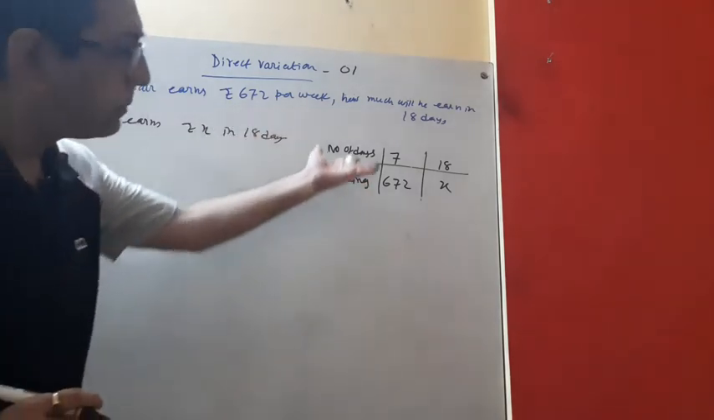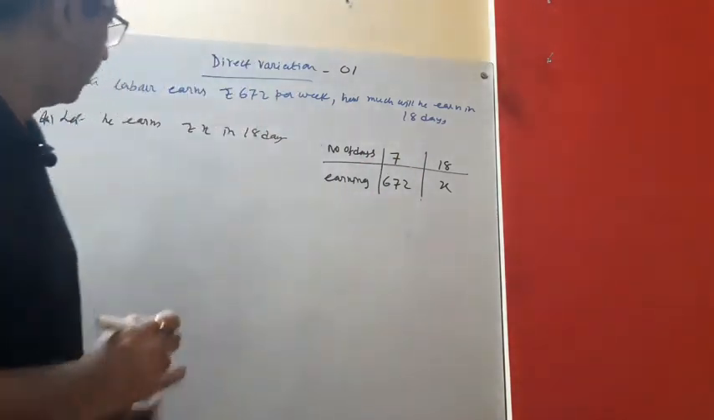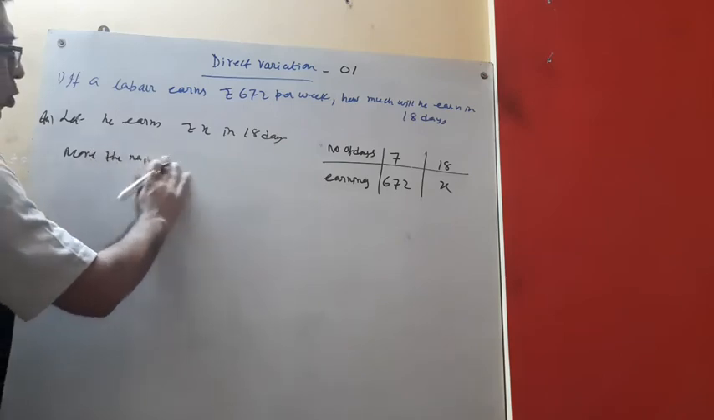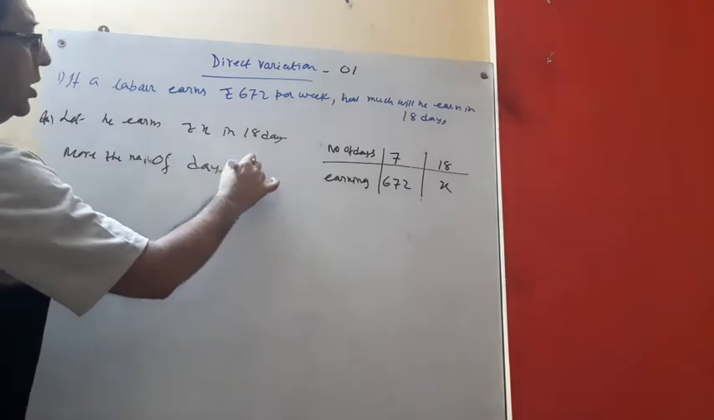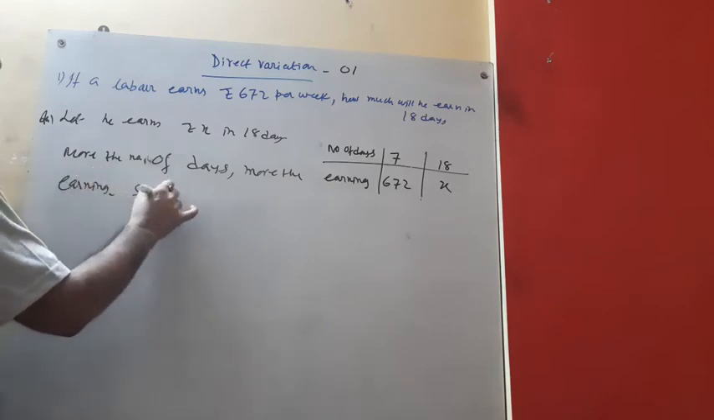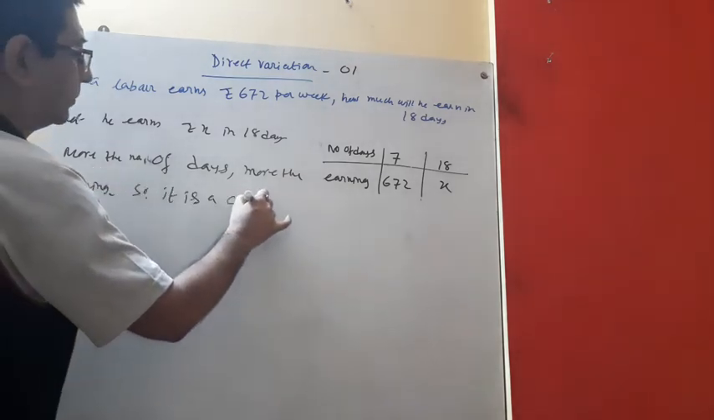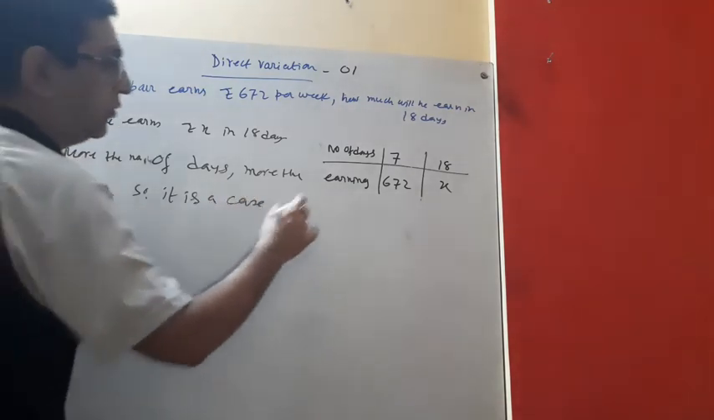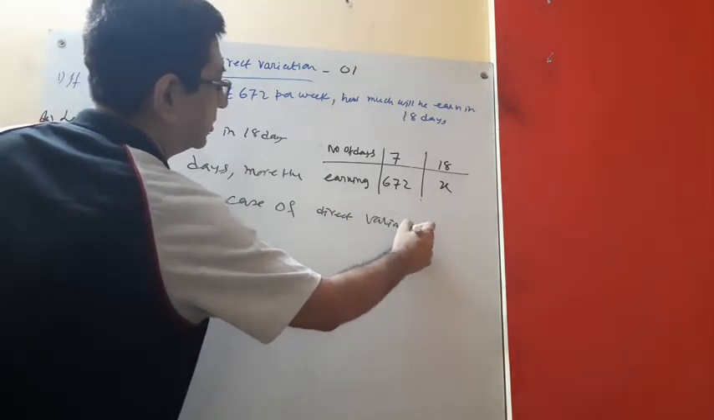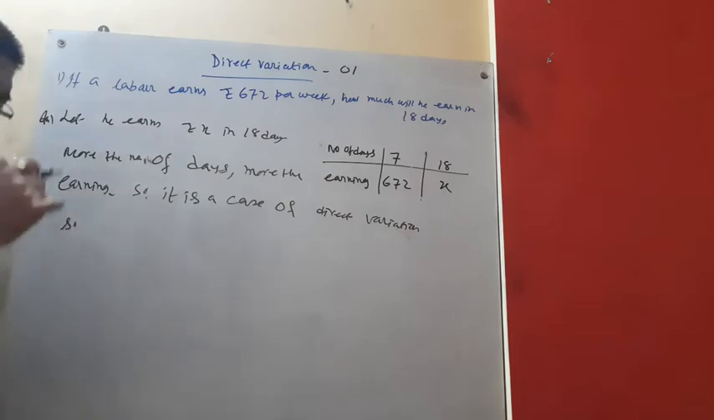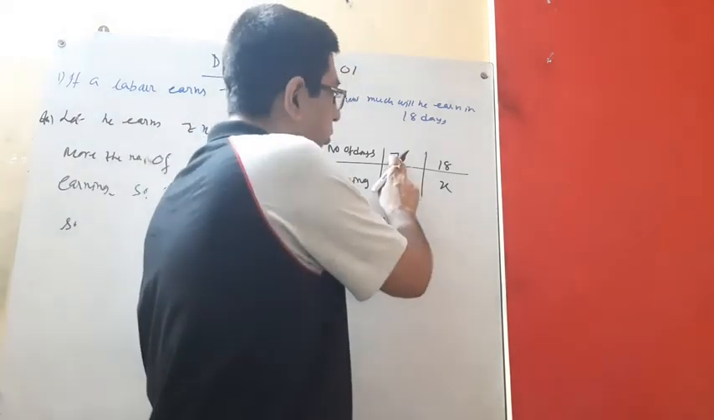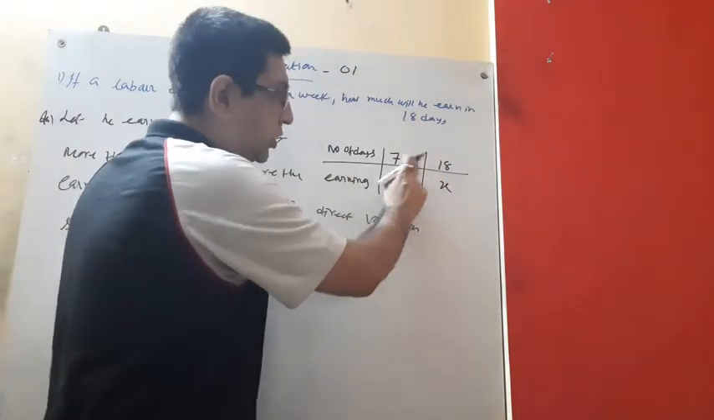Look, the more the number of days, the more will be the earning, right? More the earning. So it is a case of what? Direct variation. So look, we can do two things. In case of direct variation, the same quantities are in ratio. That means this one is to this one equal to this one is to this one.